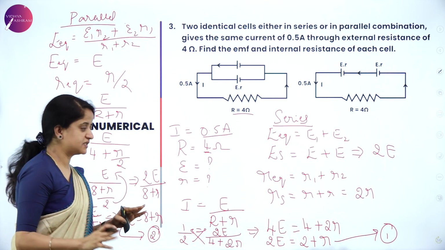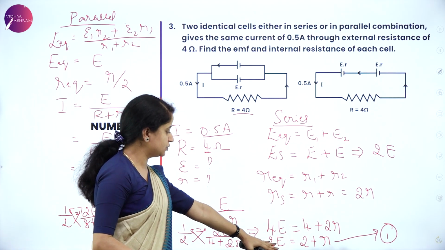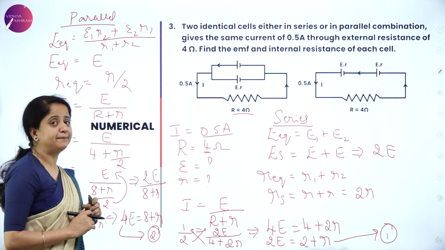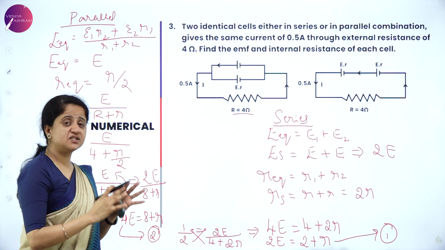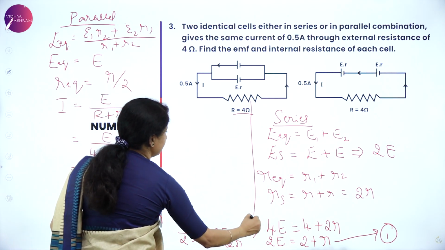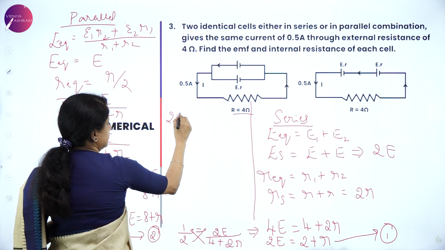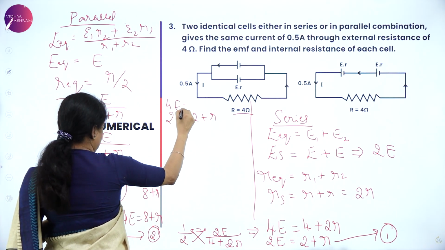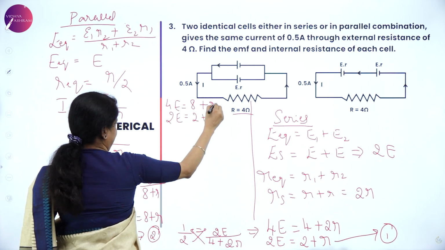I have two equations now. One is from series, that is 2E is equal to 2 plus R, and 4E is equal to 8 plus R. Let us consider these two equations and solve for EMF. So I have 2E is equal to 2 plus R and 4E is equal to 8 plus R.